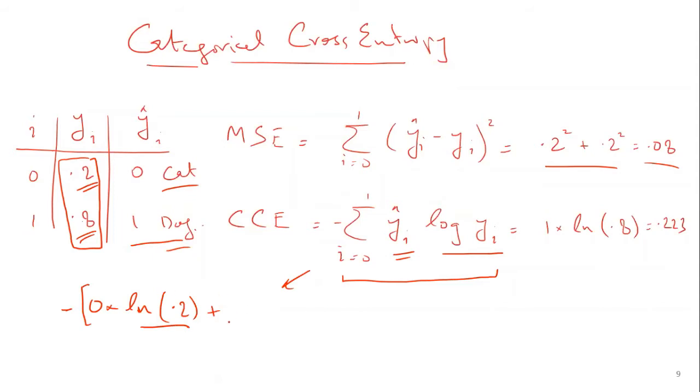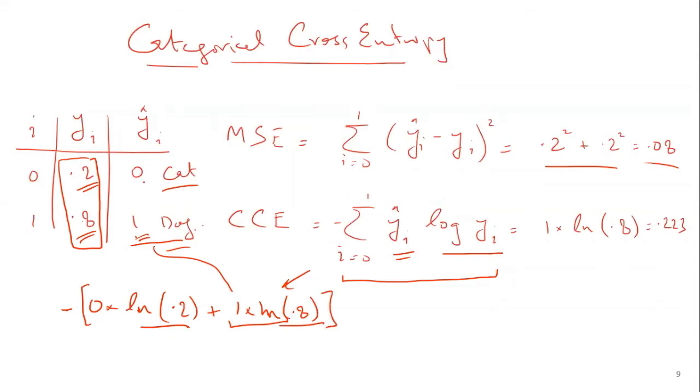And then what's the next part over here? We're going to take 1 over here, which is y. What is the predicted? What is the expected value? We're going to take 1 multiplied by the natural log of 0.8. Okay. And we're going to sum these up.